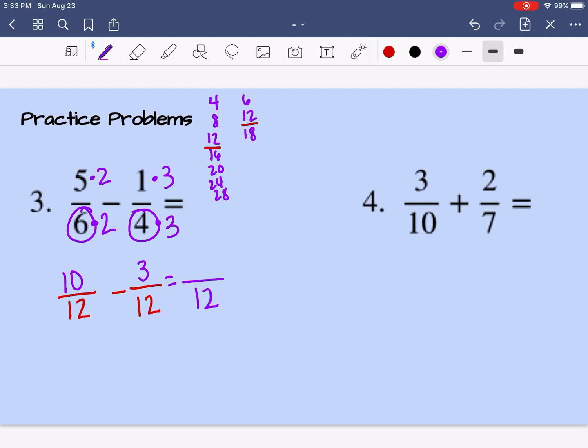And now I do the subtraction. 10 minus 3 is 7. Can 7 and 12 both be divided by anything? They cannot. So the final simplified answer is 7 over 12.